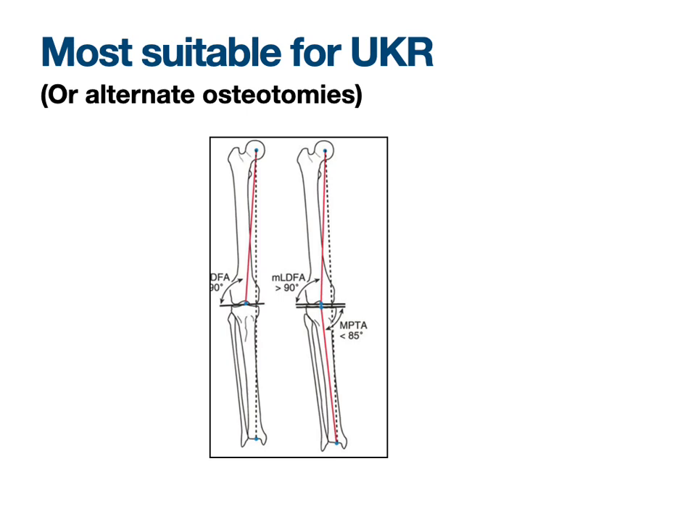Now, any patient who is having an LDFA more than 90 degrees or MPTA less than 85 degrees or a combination of both are the ones that are suitable for UKRs, or of course there are certain alternate osteotomies, double level osteotomy, intra-articular osteotomy. So anyone who has got an LDFA more than 90 degrees or a combination of LDFA more than 90 and MPTA less than 85 should be the ones considered for UKR.